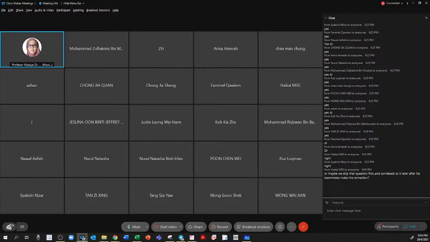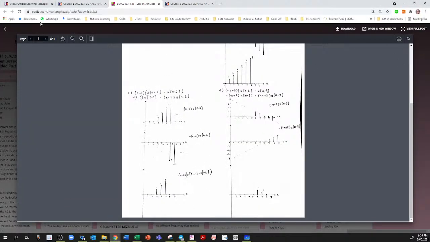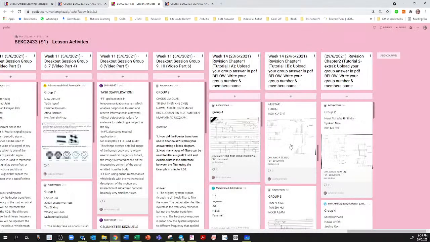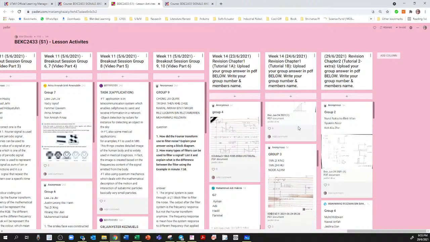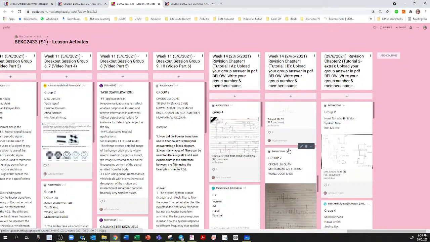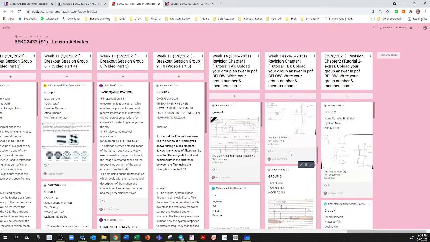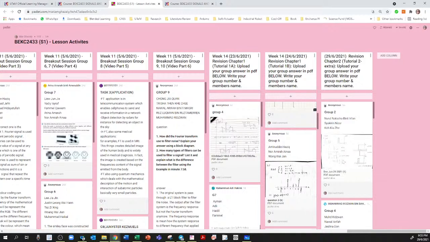3A. Okay, wait. Who answered 3A? 3-1, 3-1-2-3, same group, Group 5. Group 5, who are you? You guys don't even remember which group you are. Okay, Aminuddin, Nur Amira and Wong. So who wants to volunteer?